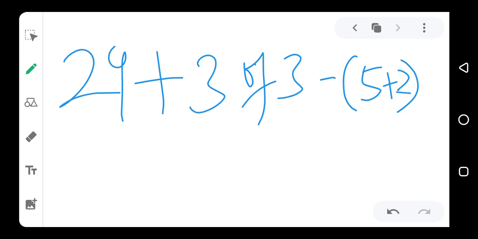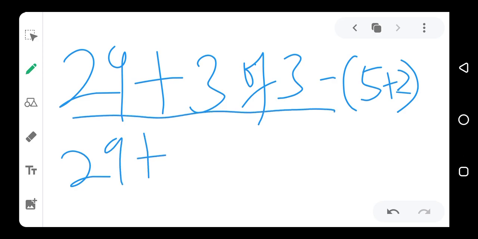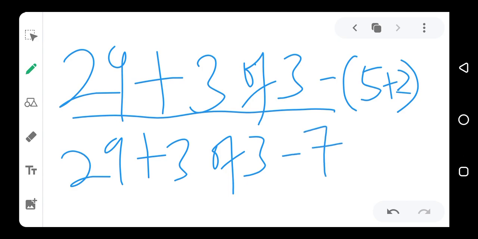Now we use Bodmas again and we start with brackets. So we say 5 plus 2. All these other ones we leave alone, and we solve the bracket first. 5 plus 2 is 7.